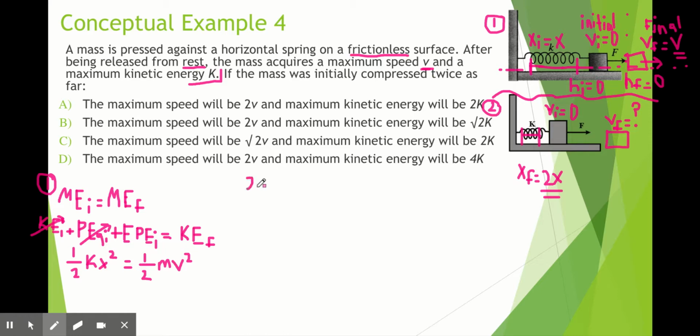Okay, for situation 2, the only thing that's changing is that we're starting out with double the compression. So mechanical energy is still conserved. We still start with only elastic potential energy, and we end with only kinetic energy. But this time, the x in our equation is going to be doubled.